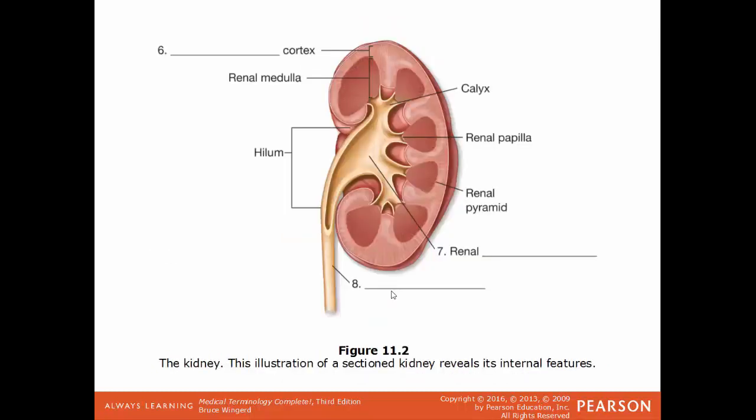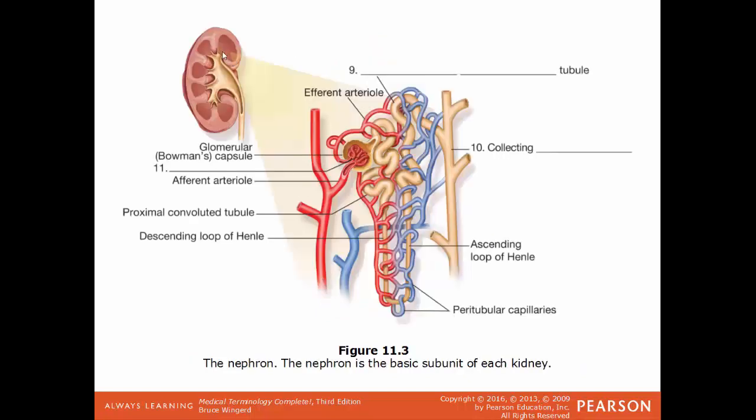Here's more of the internal features of the kidney. And this large basin here will be the renal pelvis, which is the most superior end of the ureter. And this tube will lead on to the urinary bladder. And inside each of these sections, these renal pyramids, you'll find a very large number of these units. This is one nephron. This is the functional unit of the kidney, is a nephron. Each kidney has roughly 1 million nephrons.